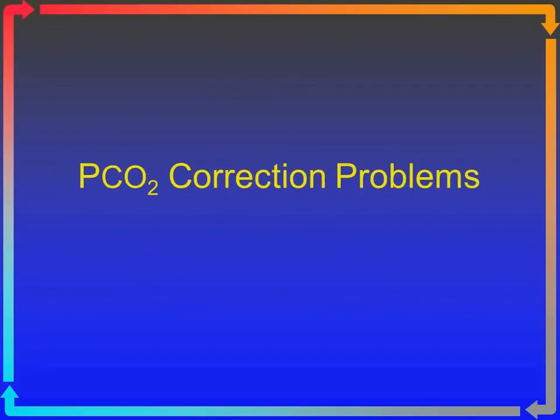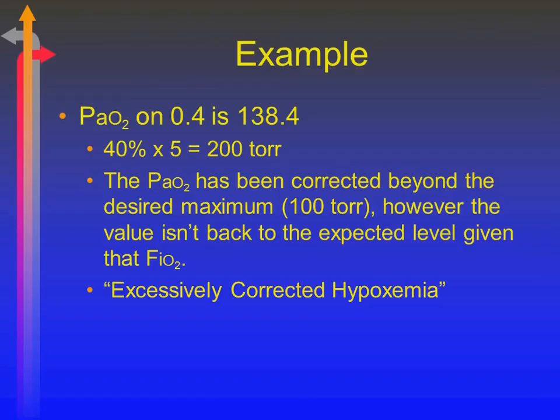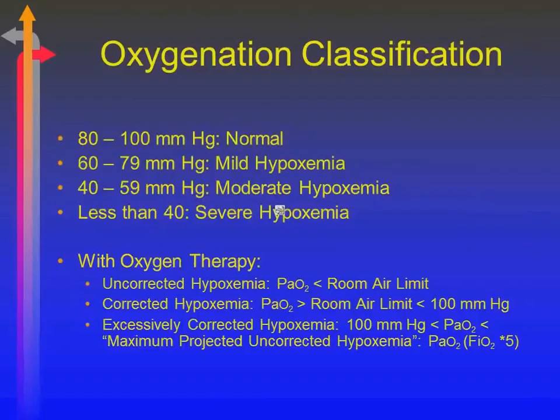And if it's corrected, it's between 80 and 100, you said? That's correct. That's called corrected hypoxemia. In other words, if I took the oxygen away, they would be hypoxemic, but because they're on oxygen... What if they're not on oxygen? Well, that's with oxygen therapy.